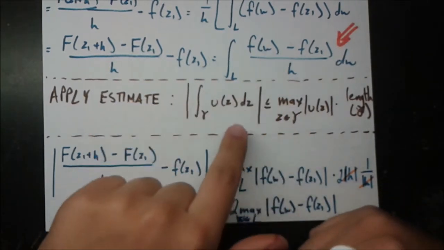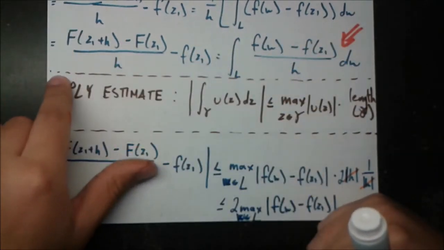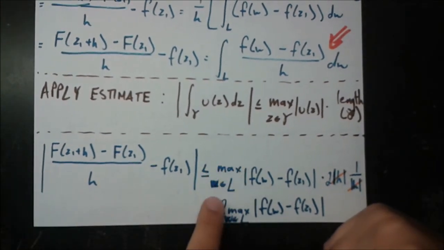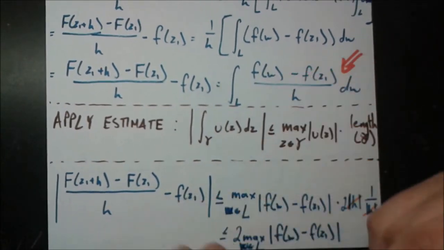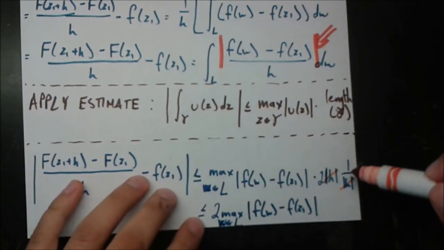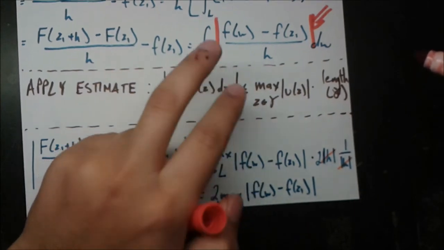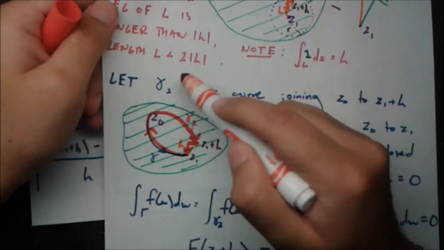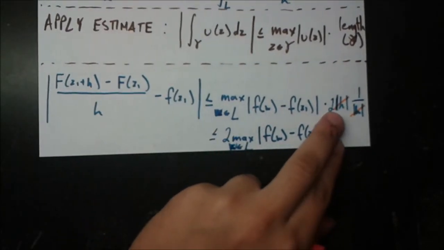So what we're going to do is take the modulus of both sides. So we're going to take the modulus of this side right here, and that must be less than or equal to the maximum of, we're going to say, modulus of f of w minus f of z1, which is exactly what's right here. And you're asking where did the modulus h go? Well, I put that on the end right here because we can just take it out, times the length of L. And we don't know exactly the length of L, but the other note I said to put was that the length of L is less than 2 times the length of h. So I put that here, times 2 times the length of h.